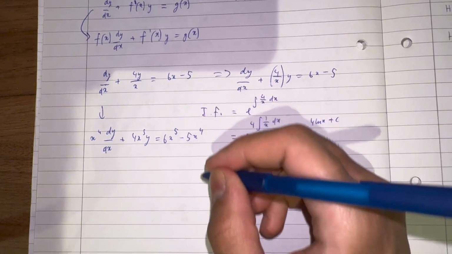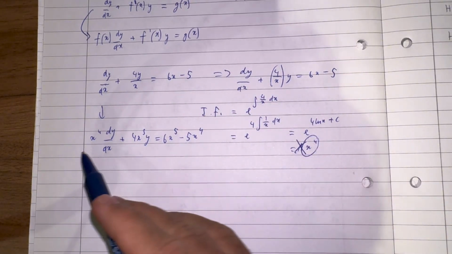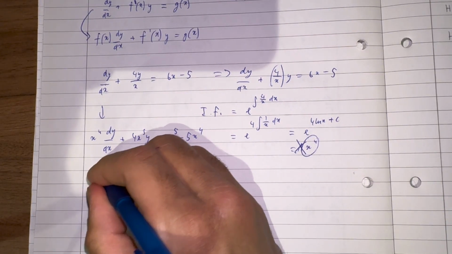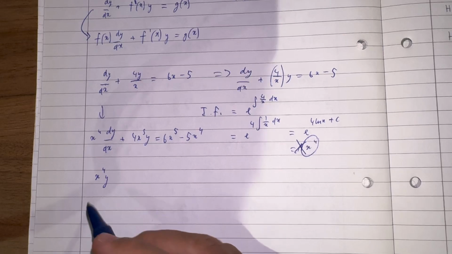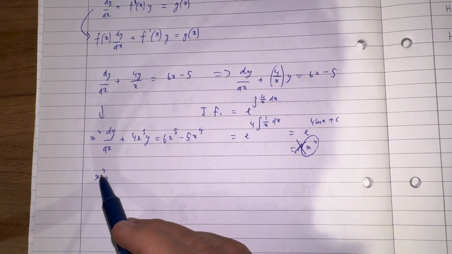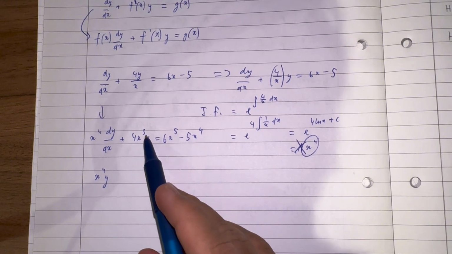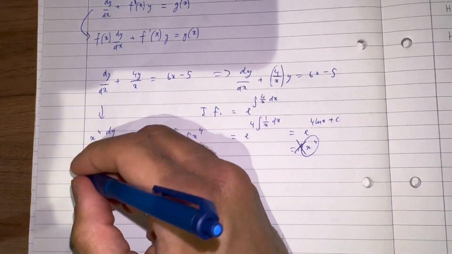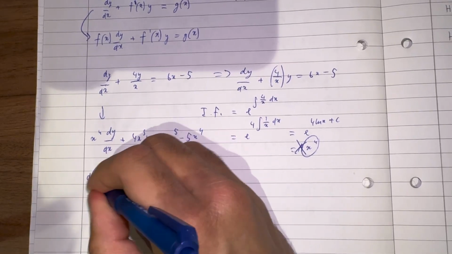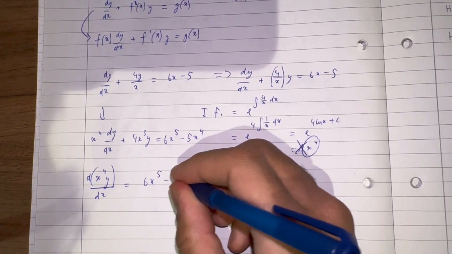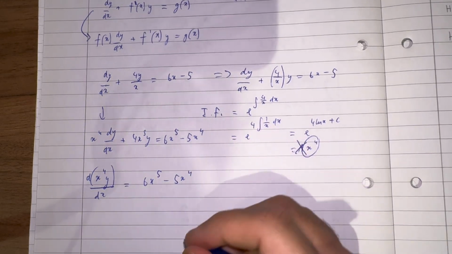Now what we can see is that here we've got the product rule. So if we take x to the power of 4 times y, if we leave the first function, differentiate the second one, we get this. Then if we differentiate the first function and leave the second, we get that. So this is the product rule. So this was our original function. So we can say that the differential of this function with respect to x is equal to 6x to the 5 minus 5x to the 4.